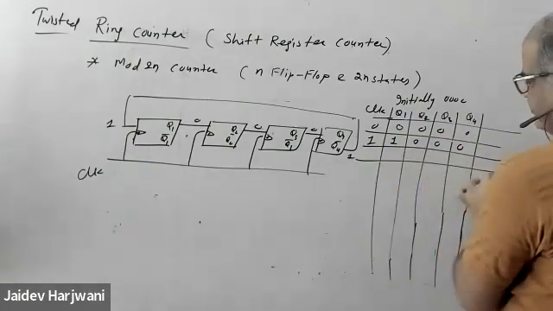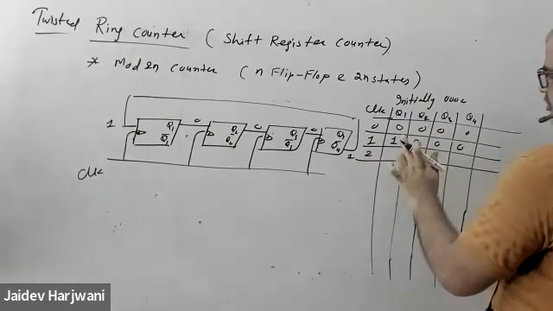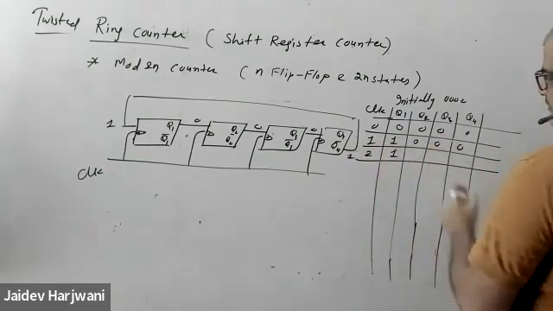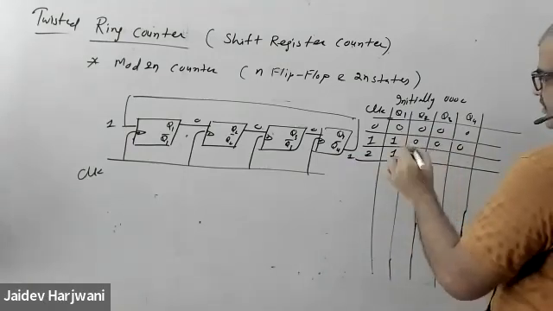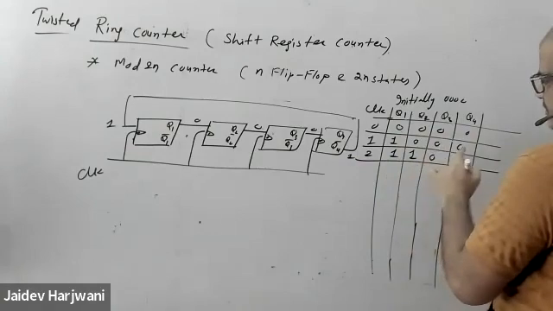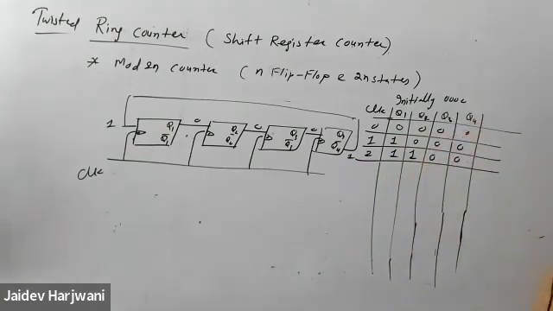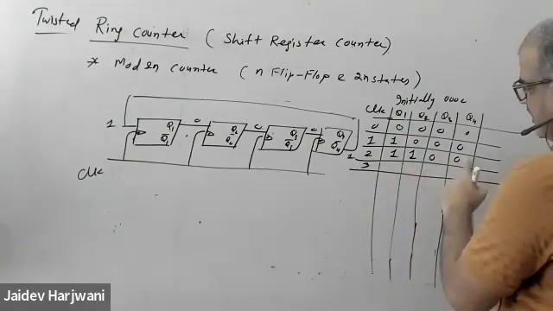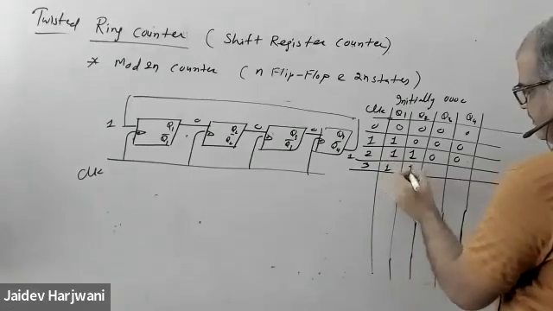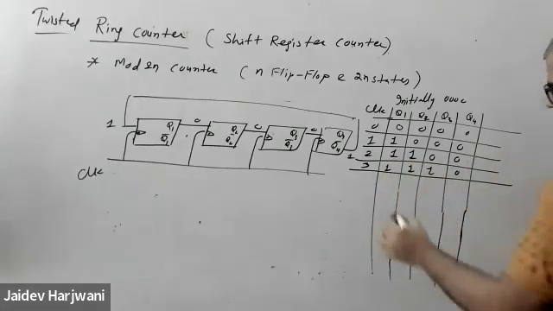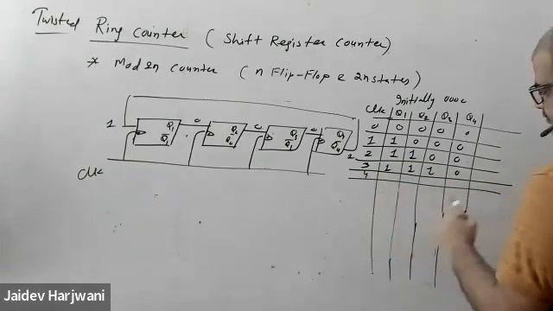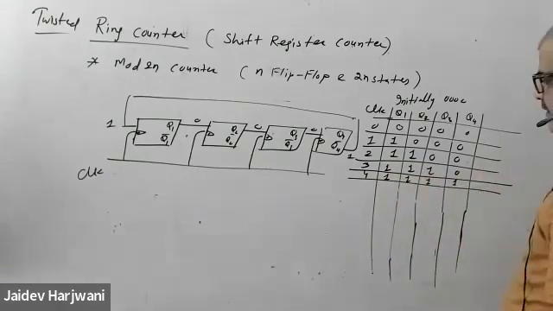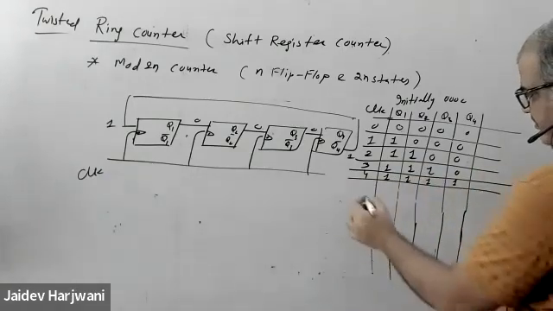Again, if the second pulse comes, the Q1 input is 1 because Q4 is 0, so Q4 bar is 1. So this becomes 1. Q2 input is Q1, so 1. Q3 input is 0, so 0. Q4 input is 0, so 0. Now for the third clock, again Q bar is 1, so 1 will come here, this 1 comes here, this 1 comes here, and this 0 comes here. For the fourth clock, again 1 comes here, this 1 here, this 1 here, this 1 here. So it has now all 1 1 1 1.